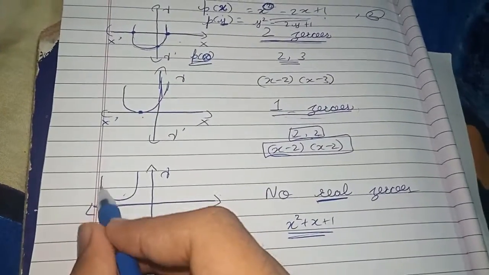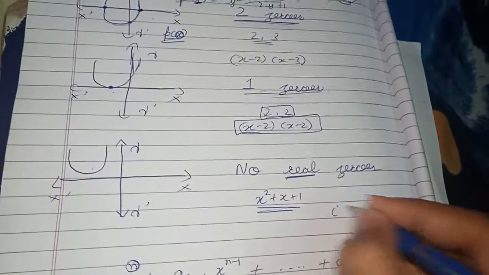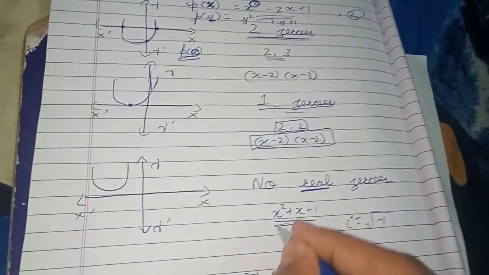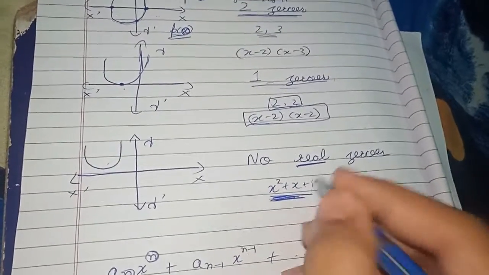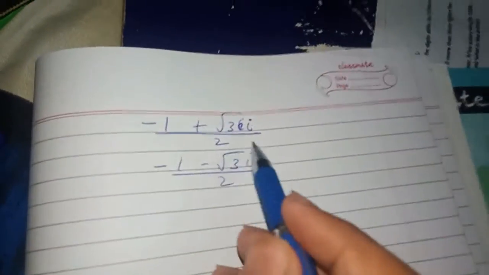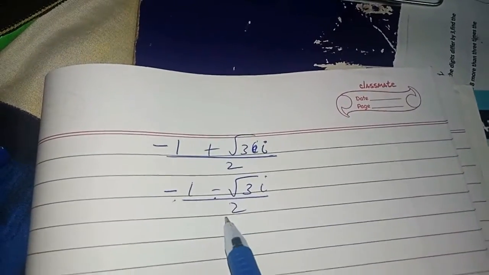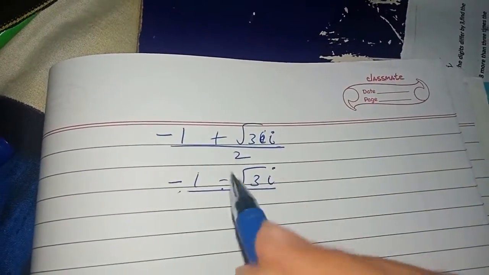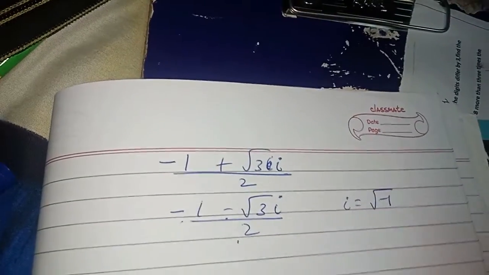This type of equation or graph has imaginary roots in the form of iota, where iota equals root of minus 1. Now if I simplify this using the Sridhar Acharya method, I will get minus 1 plus root 3 iota upon 2 and minus 1 minus root 3 iota upon 2. Here iota exists, therefore there are no real roots, because iota equals root of minus 1, which doesn't exist.